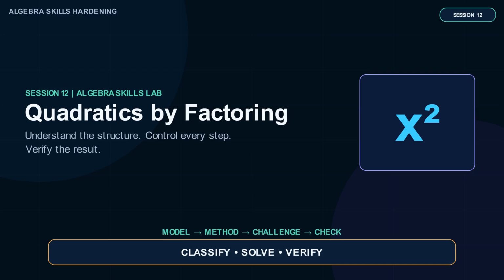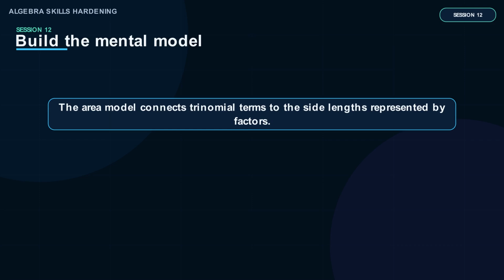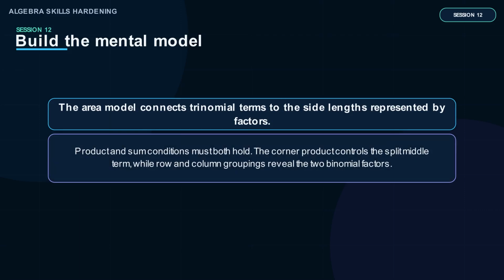Keep a pencil ready. We will build a visual model, use a repeatable process, solve a demanding example, diagnose an error, and finish with a checkpoint. Start with this picture. The area model connects trinomial terms to the side lengths represented by factors. Product and sum conditions must both hold. The corner product controls the split middle term, while row and column groupings reveal the two binomial factors.